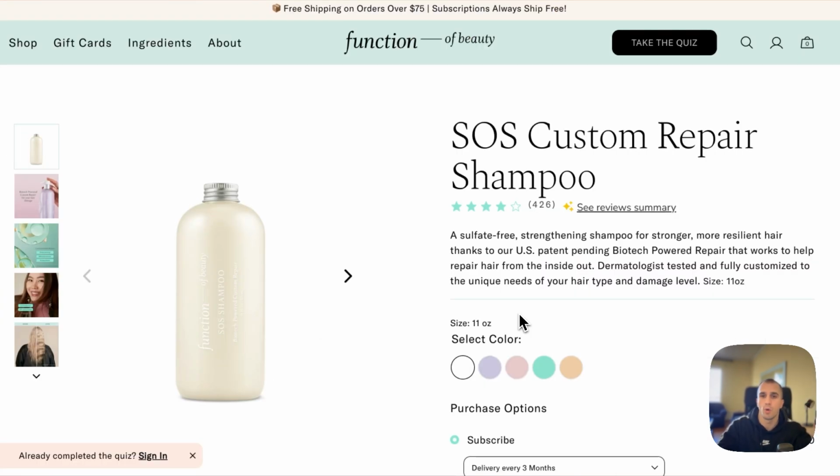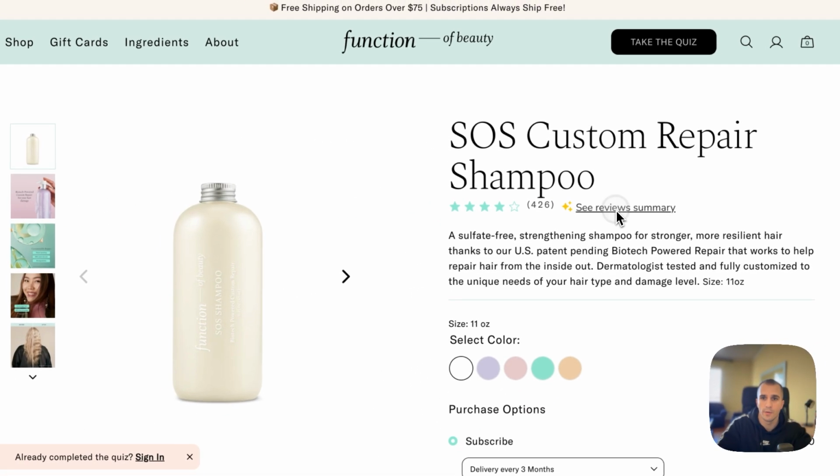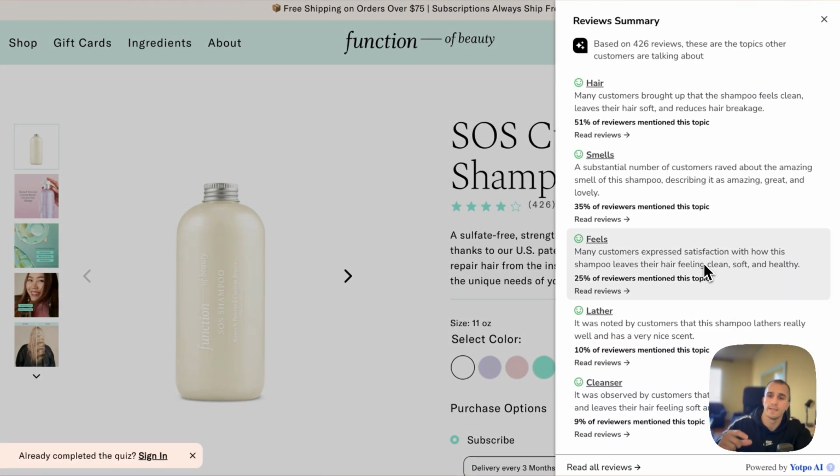So when we are on their product page, as you can see, they have this star rating widget, which is something that is common, but the thing that they're utilizing is this part on the right, which says See Review Summary. And when you click on the See Review Summary, what you get is this slider on the right, which summarizes the reviews, what are the benefits that their customers are finding in their products, so that the new visitors can easily understand what are the benefits that they're going to get from this product, right?